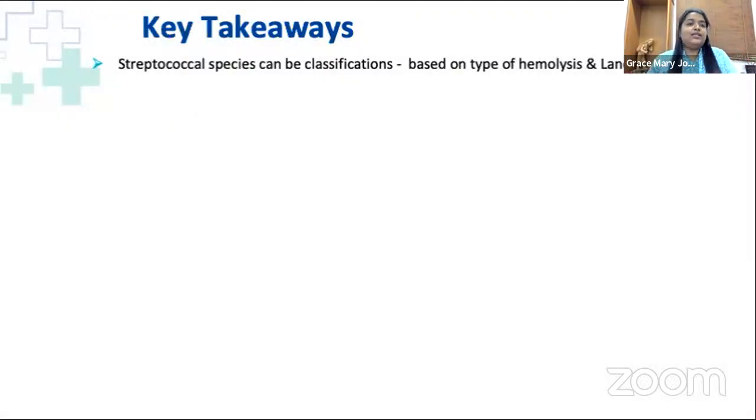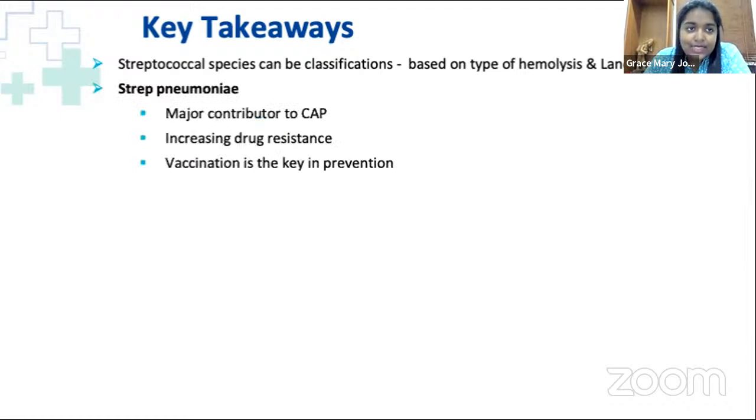So key takeaways are: streptococcal species are classified based on the type of hemolysis and the Lancefield classification. Streptococcus pneumoniae is a major contributor for community-acquired pneumonia. The other three are meningitis, otitis media, and sinusitis. There is increasing drug resistance, and vaccination is the key. You always give PCV13 first, then you give PPSV23.